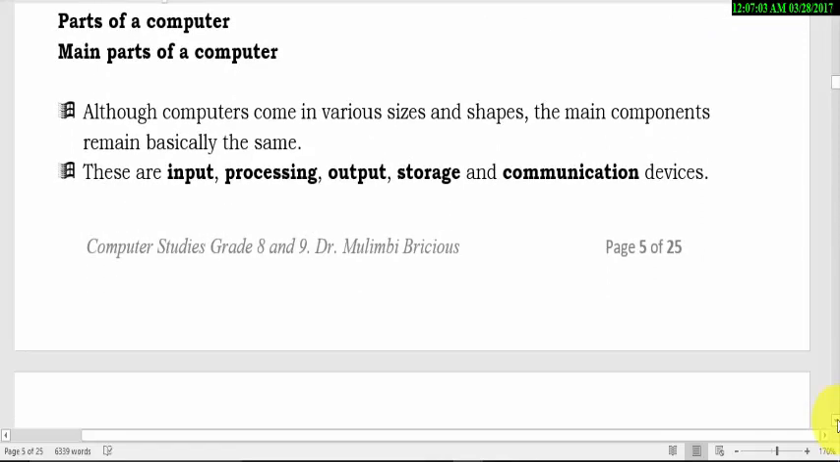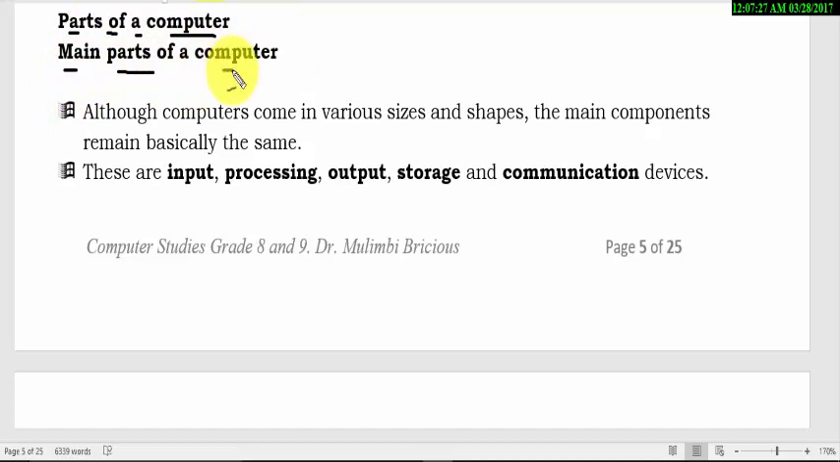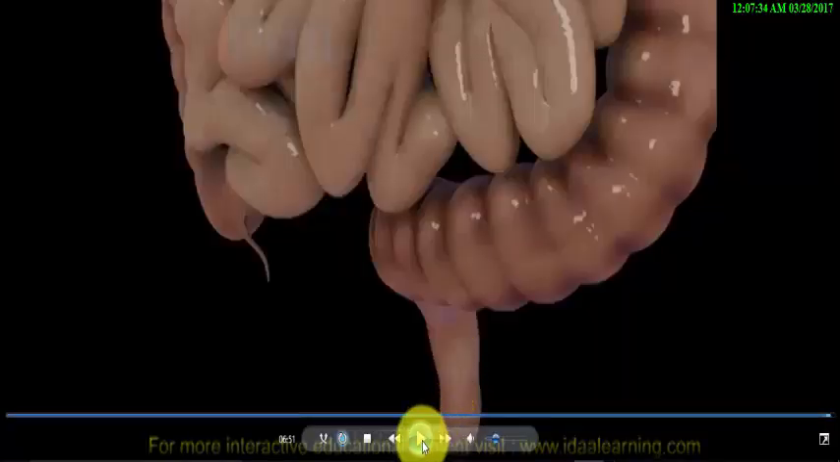Thank you, students. So now we are going to look at, like I mentioned, this tutorial is looking also at parts of the computer. When we say parts of the computer, this is very broad. Broad means that it's a very big topic which we need to understand very much. Parts of a computer, many parts of a computer. So this is what we are going to be looking at.